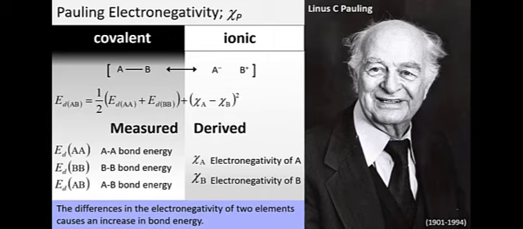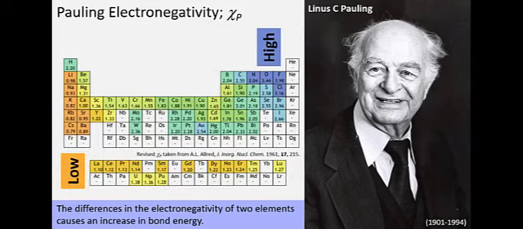Using known thermodynamic data from homonuclear and heteronuclear bond strengths, and fixing hydrogen at 2.20, and using some chemical intuition, i.e. saying that fluorine is more electronegative than hydrogen, he assigned electronegativities to many elements, and over time, as more data has been gathered, this list has grown. So this is the Pauling scale of electronegativity. Cesium is the lowest, and fluorine is the most electronegative.